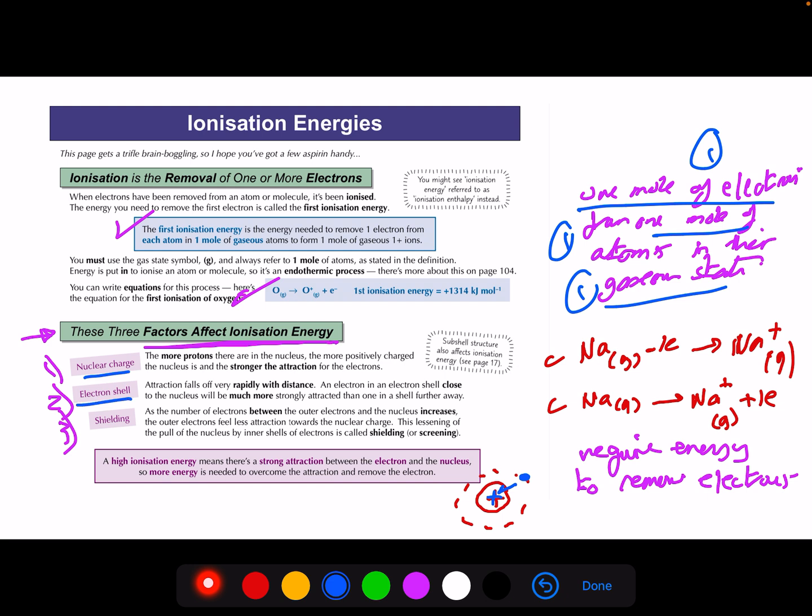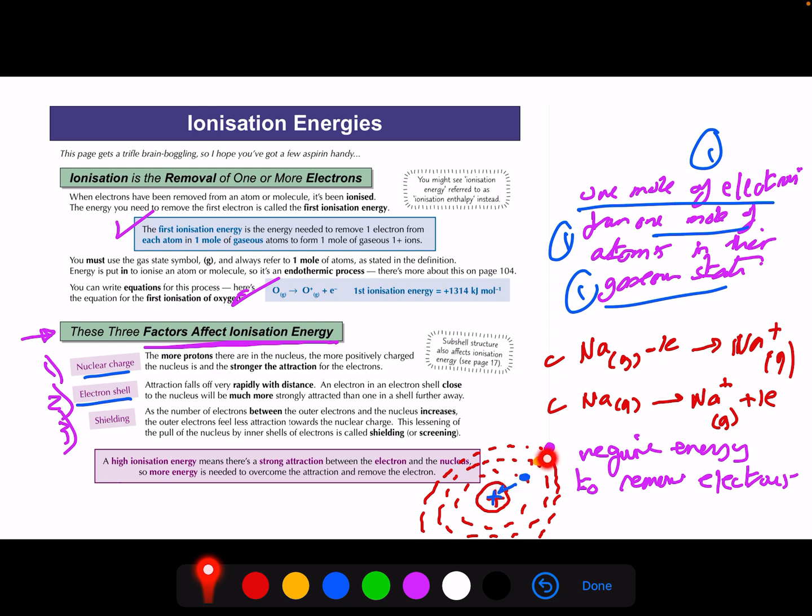The second factor is the number of electron shells. Okay, let me draw here the second shell with another electron. All right. And then there's a third shell, okay, with this last electron, which is further away from the nucleus.